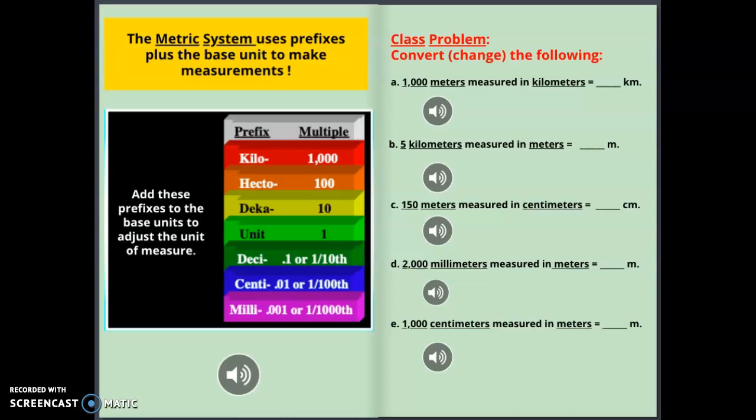Not only can you easily remember the units of the metric system, you can also make conversions in the metric system easily using this system, or using that mnemonic device. Give this class problem a try. See if you can convert meters to kilometers, or to centimeters, or millimeters to meters.